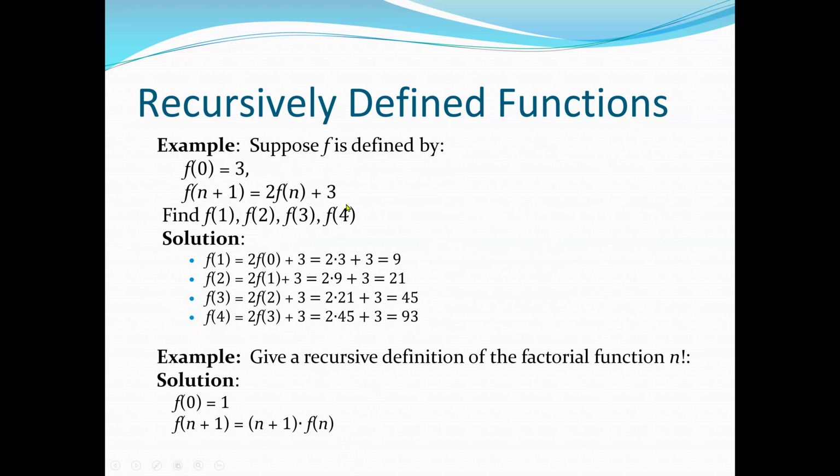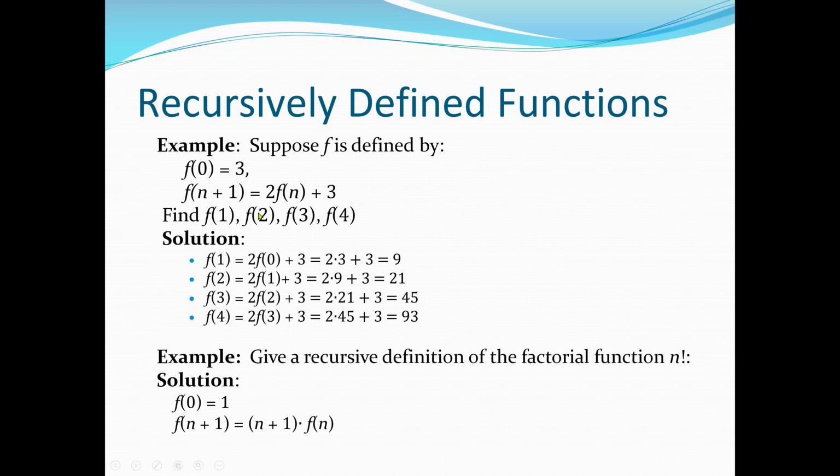Now, hopefully the example here will create our definition for us. So this is a recursively defined function. The example says we have a function f at 0, and the answer for f at 0 is 3. Then we have another function, f at n plus 1, which is 2 f at n plus 3. Now they say we should find f at 1. F at 1 means when n is 0, f at 0 plus 1, which gives f at 1.